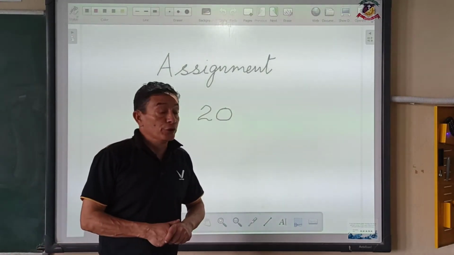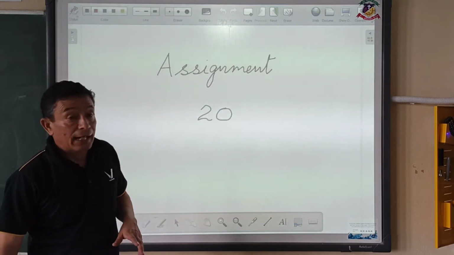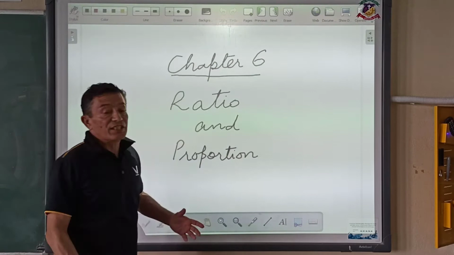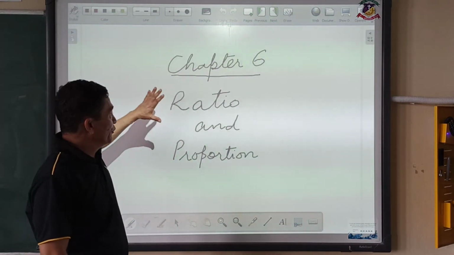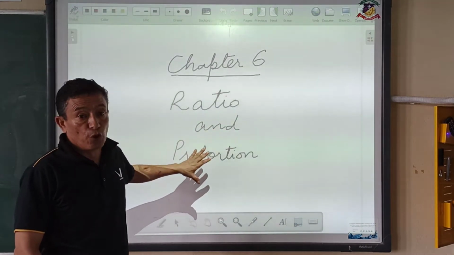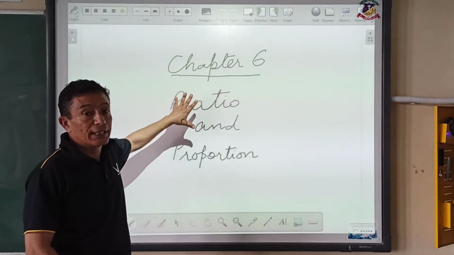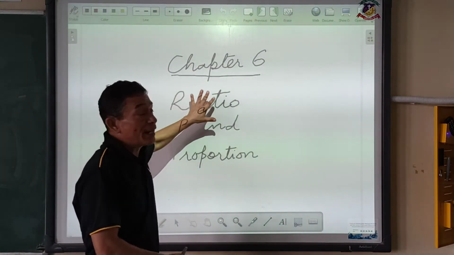So what we are going to do is assignment number 20, and our assignment number 20 is based on chapter number 6. The name of the chapter is Ratio and Proportion. What we are going to deal with is ratio first, and then we will come to proportion. Let's understand ratio first.